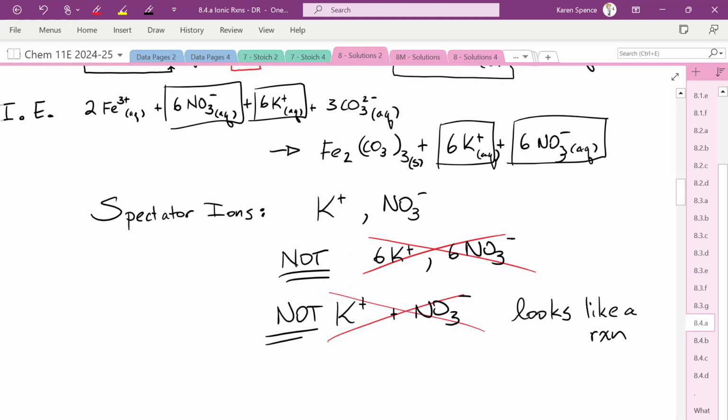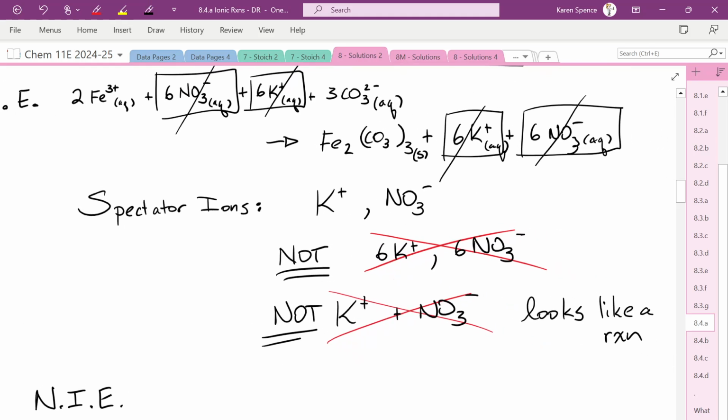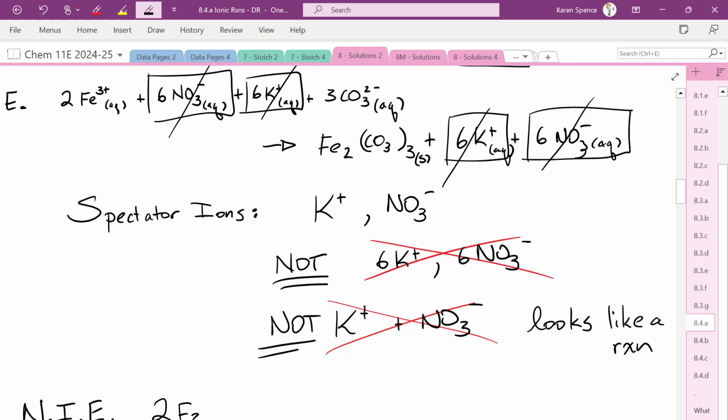And that leaves us with our net ionic equation. And you can do that by canceling out your spectator ions, and you are left with 2Fe3 plus aqueous plus 3CO3 2 minus aqueous gives us Fe2(CO3)3 solid.